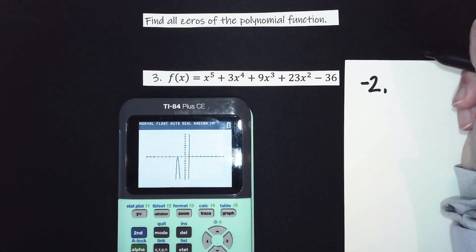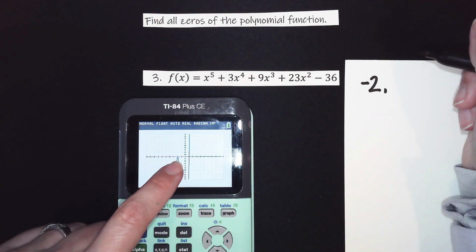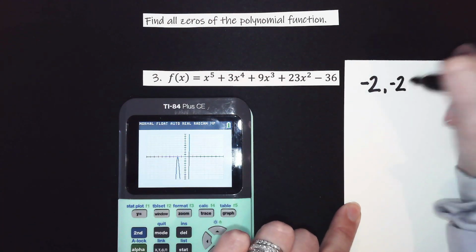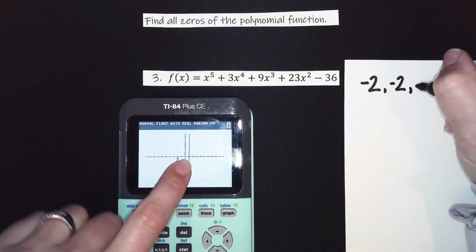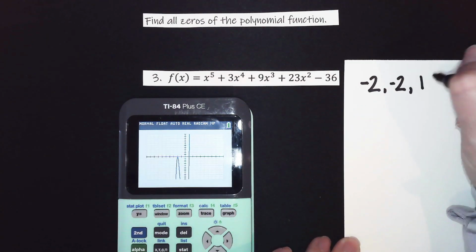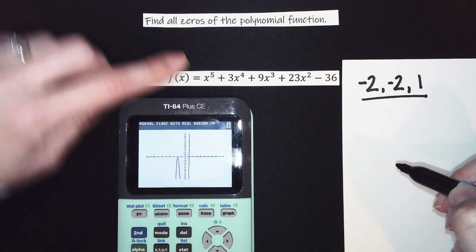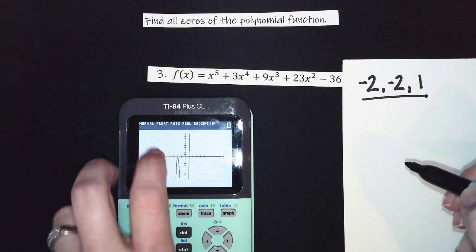And if you remember back when we talked about repeated solutions, if it hits that number and then doesn't cross it and comes back, that's actually a solution twice. So I have -2 twice, and then I have where it's crossing the x-axis here, and that's at 1. So here are 3 of my solutions, but according to my degree, I should have 5 solutions. So I need to find the other solutions.